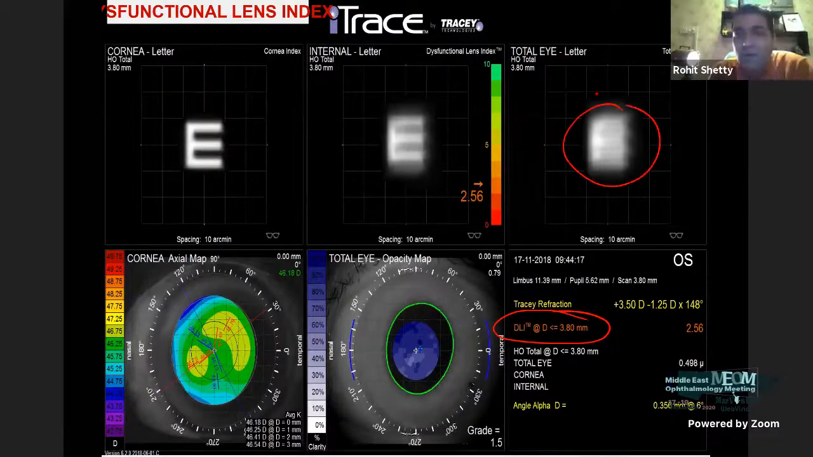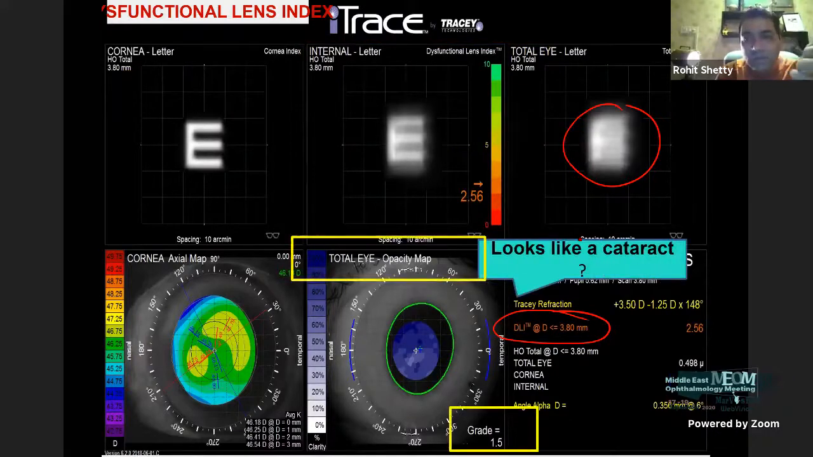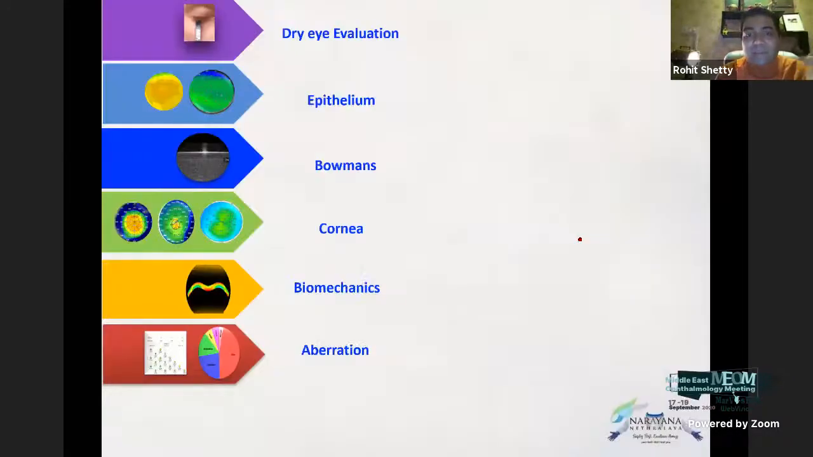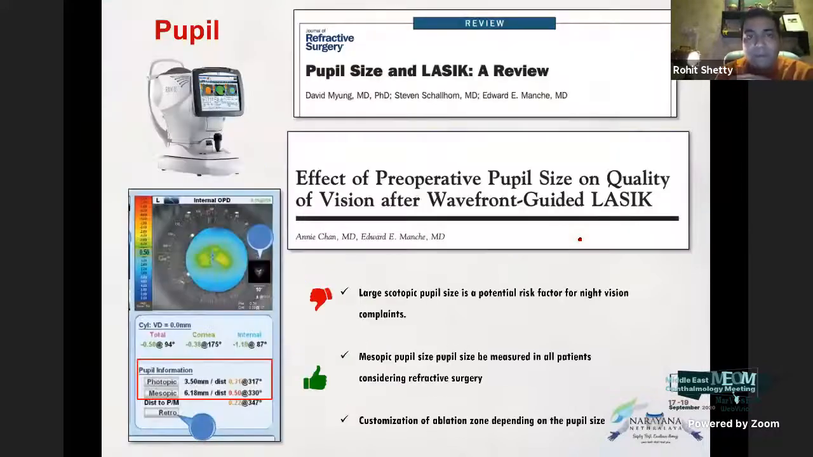If you do a LASIK on him, this is maybe a 42-year-old male or female, he's going to be terribly unhappy because his problem is in the lens. We call it a dysfunctional lens index or syndrome, and this is what your lens needs to be operated on for, because it behaves like a cataract, does not look like a cataract, and that is where the changes are. The pupil is very important, and the size of the pupil has to be looked at always. You'll have to look at what size of pupil you are doing.